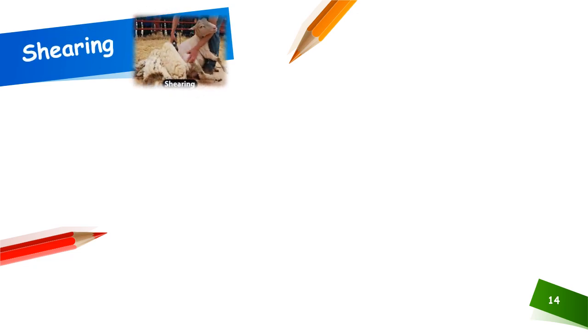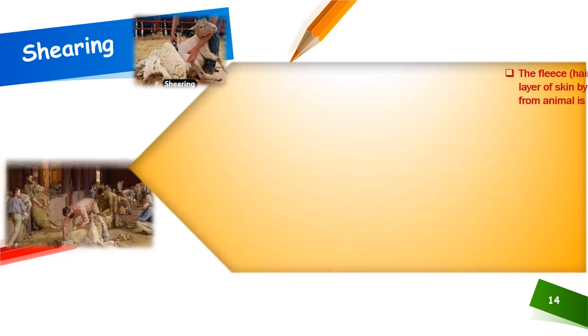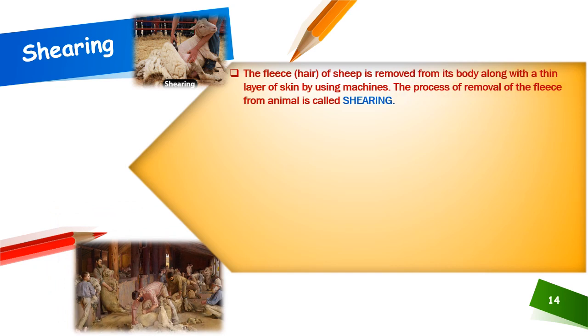Now let us understand each step involved in this process one by one. First, shearing. The fleece of sheep is removed from its body along with a thin layer of skin by using machines. The process of removal of the fleece from animal is called shearing.